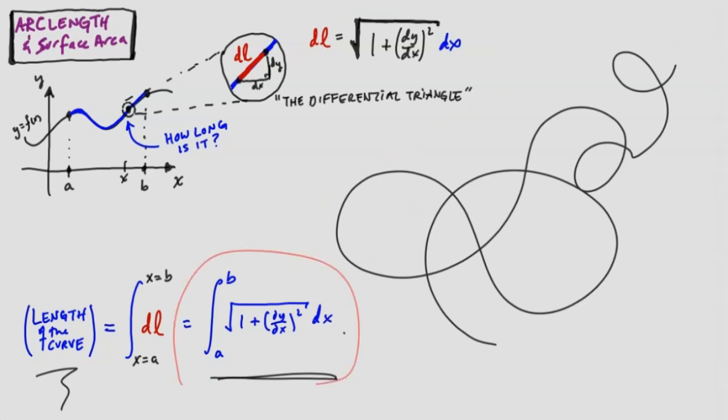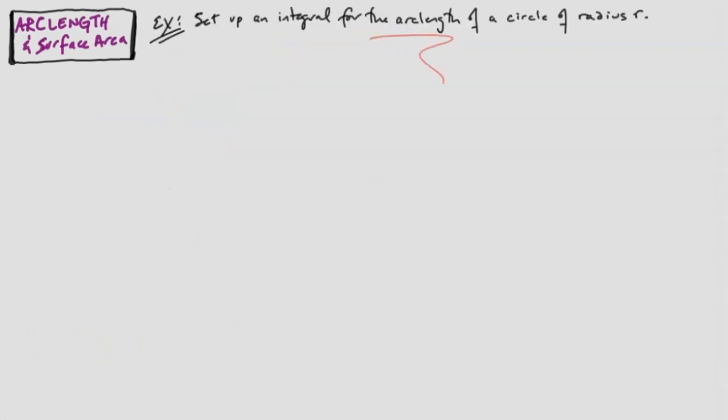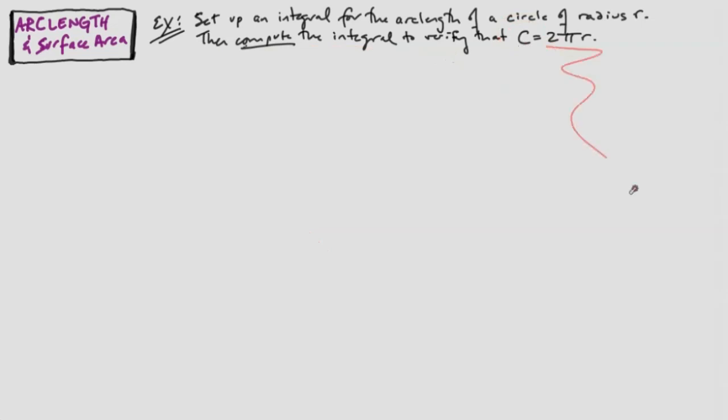Whereas if you just memorize this for some reason, you'll have a whole new thing to memorize, and it'll be so close to this that you might screw it up and forget which is which. Anyway, let's do an example. Set up an integral for the arc length of a circle of radius r. Then actually compute the integral to verify that the circumference of the circle is 2 pi r.